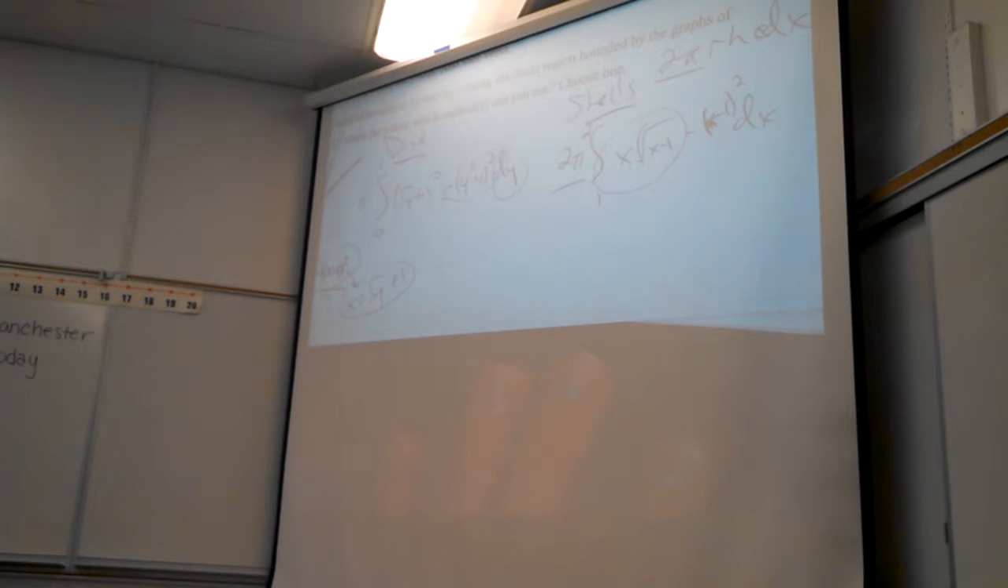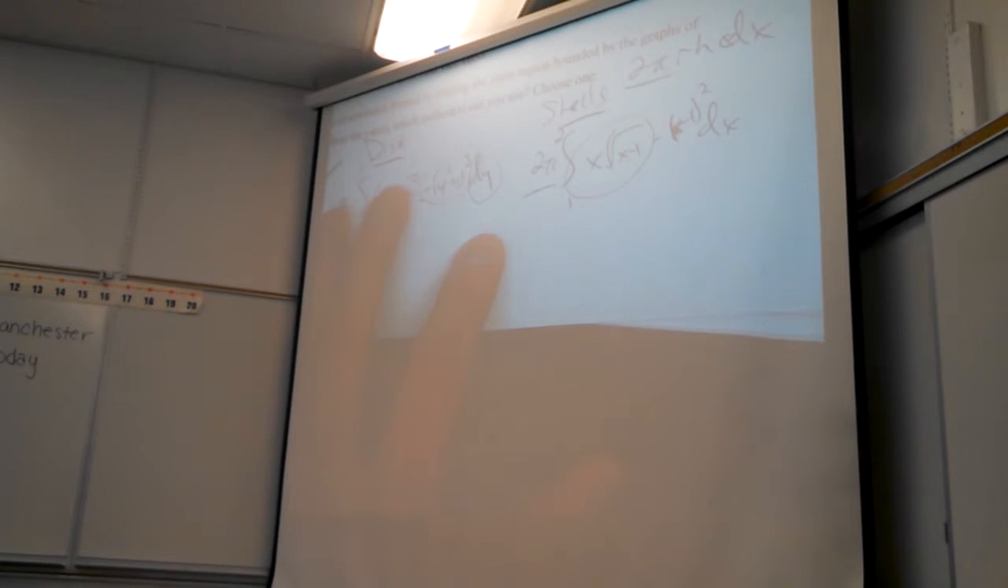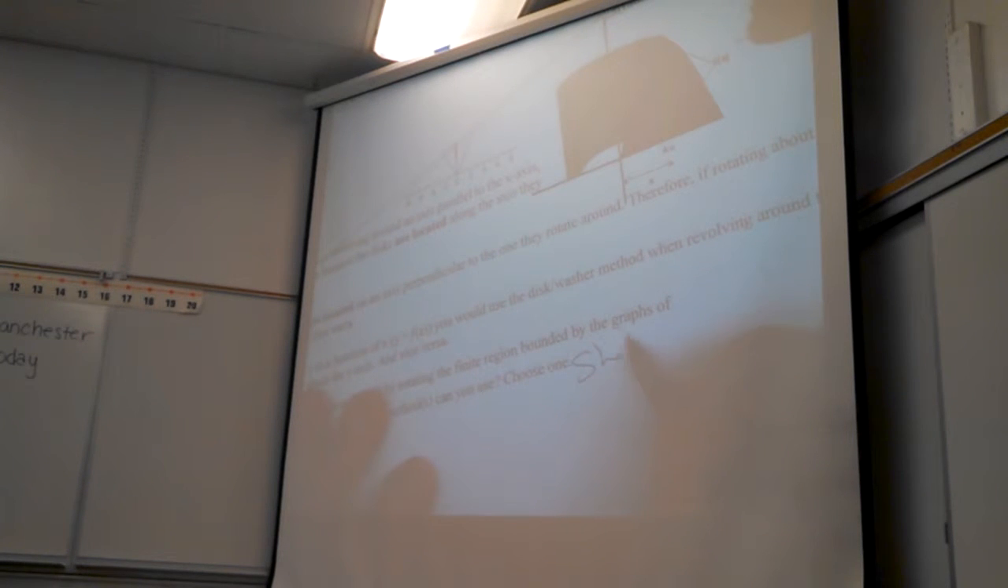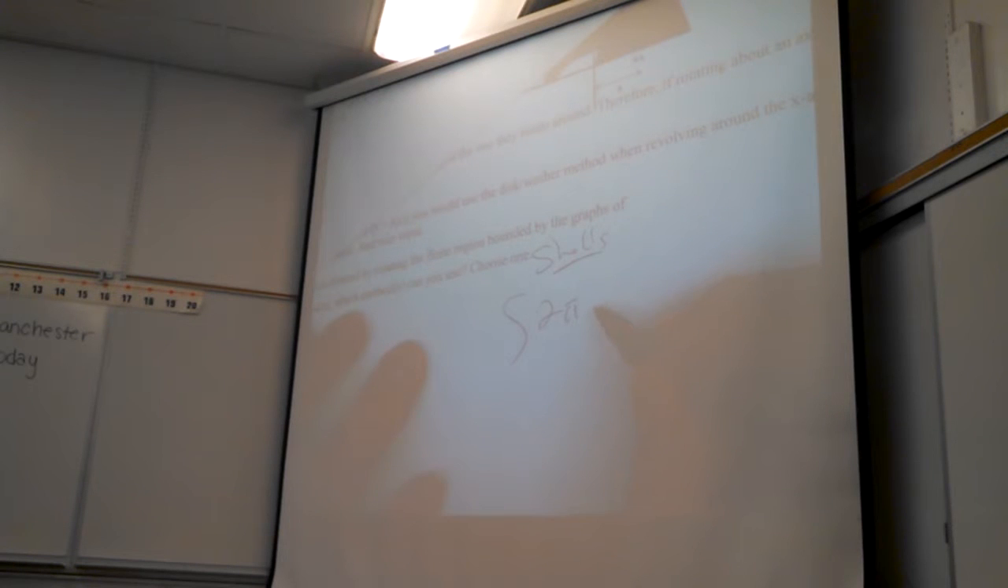Why is there an x on the outside? Oh, so it's okay. Let me do this. For shells, it's going to be the integral of 2 pi r h dx.